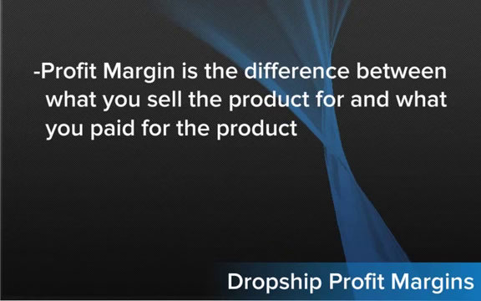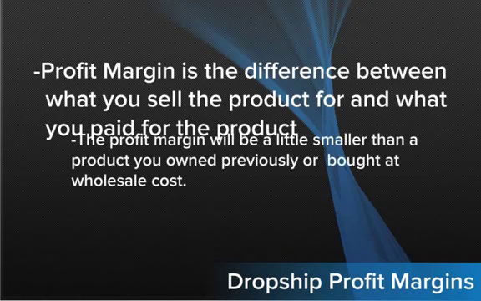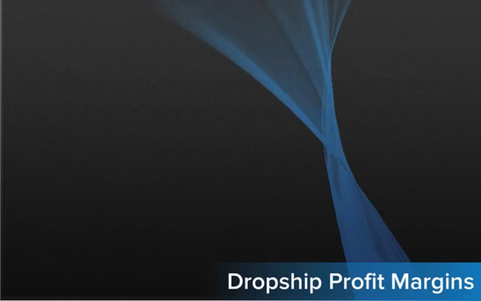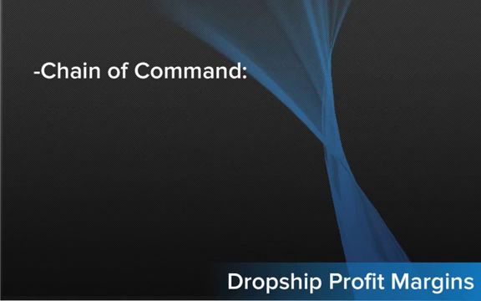A profit margin is basically the difference between what you sell your product for and what you paid for the product. When you deal with a dropshipper, your profit margin will be a little smaller than if you were selling a product you owned previously or when you bought at wholesale in bulk. To determine the profit margin with a dropship product, it is important to know the chain of command attached to each product you sell, or, as I like to say, how many hands are in the pot.